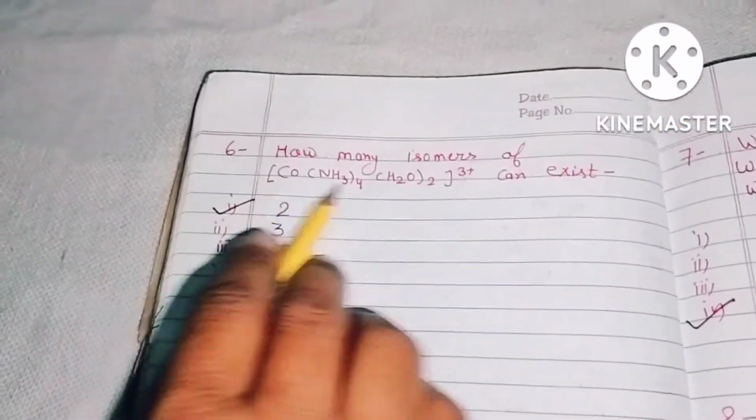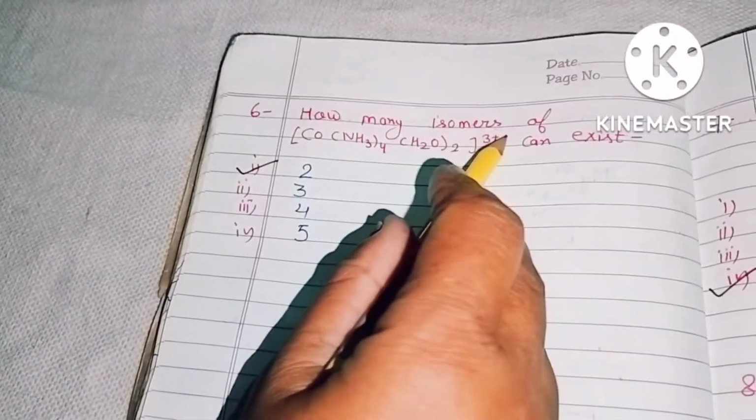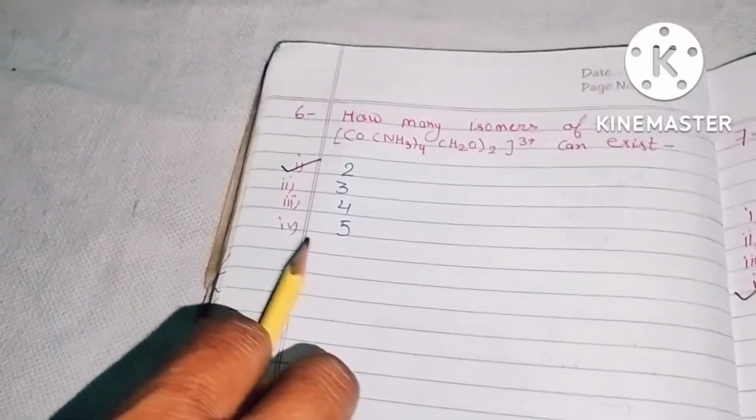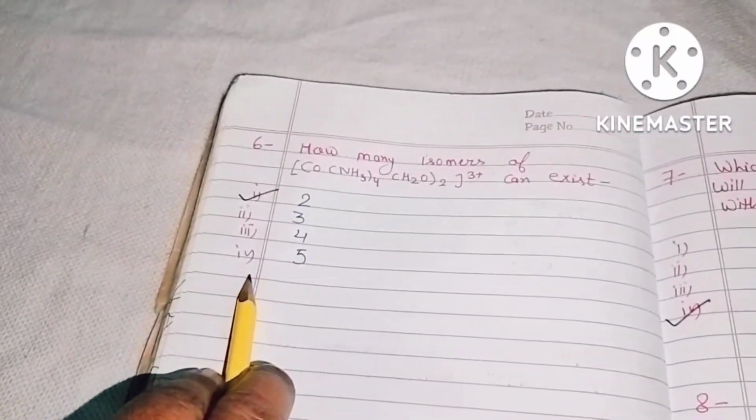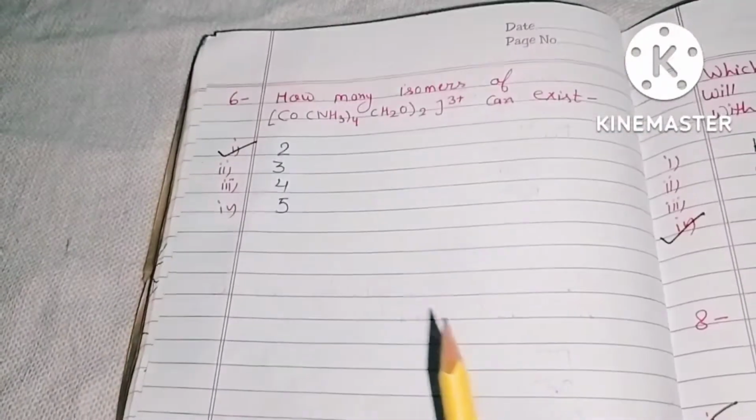Next, how many isomers of these can exist? These are complex compounds; how many isomers do they have? The options given are 2, 3, 4 and 5. We know the isomers.